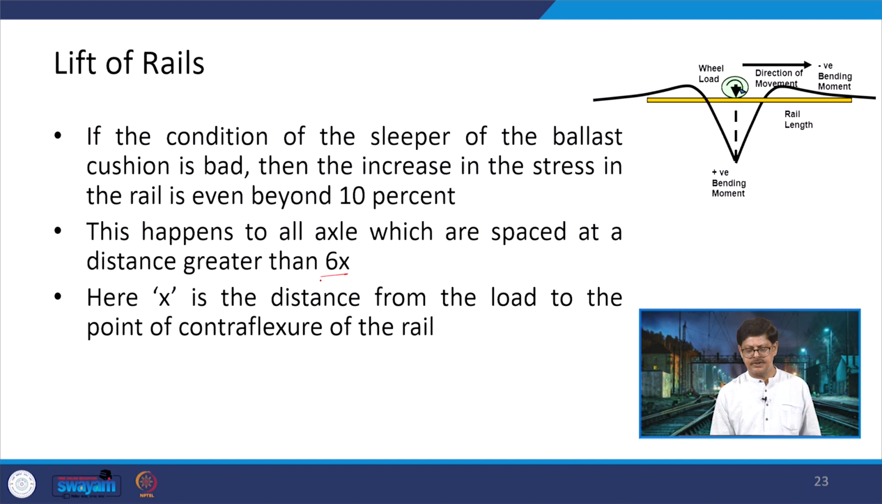It is furthermore, and this happens to all axles which are spaced at a distance greater than 6x, where x is the distance from the load to the point of contraflexure of the rail, which is what we have discussed previously. So, this is the distance x which we are talking about here. So, 6 times x. If they are all those axles which are spaced at greater than this distance, then this lift condition will be there. If they are nearer, then because of the negative bending moments being caused, the reliefs will be there and the lifts may not be there.